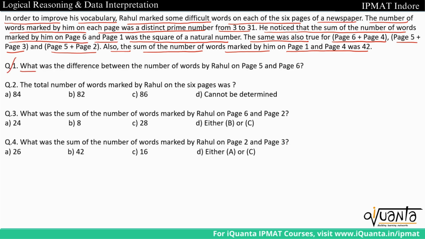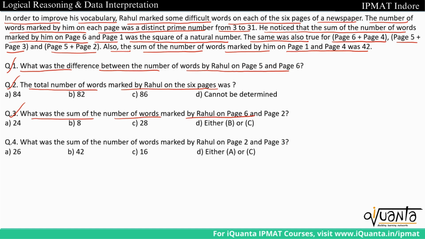Let us read the questions. What was the difference between the number of words marked by Rahul on page 5 and 6? The second one is, the total number of words marked by Rahul on 6 pages was. Then the third question is, what was the sum of the number of words marked by Rahul on page 6 and page 2? So basically all the questions are regarding the number of words that he has marked on each and every page.